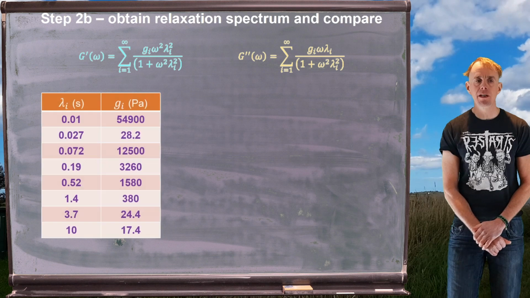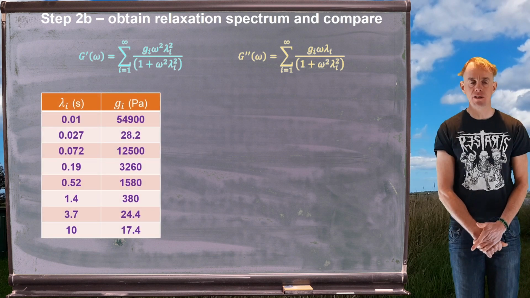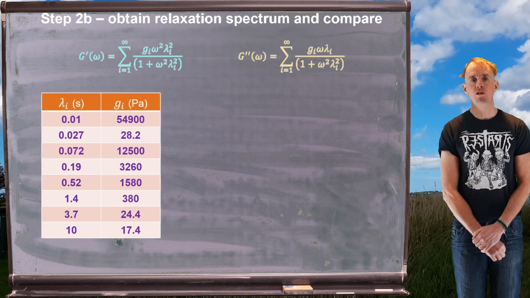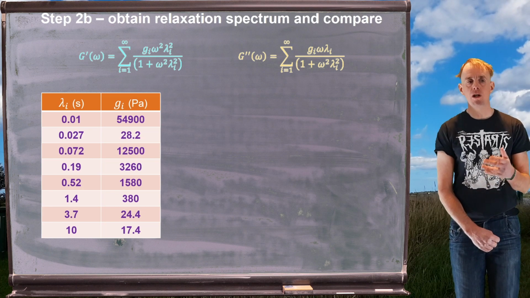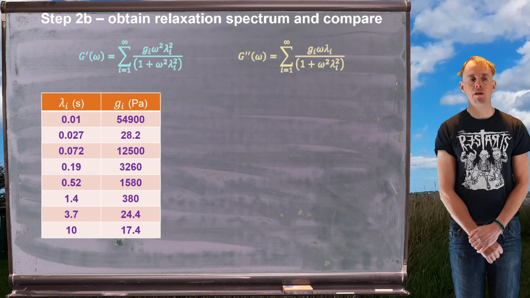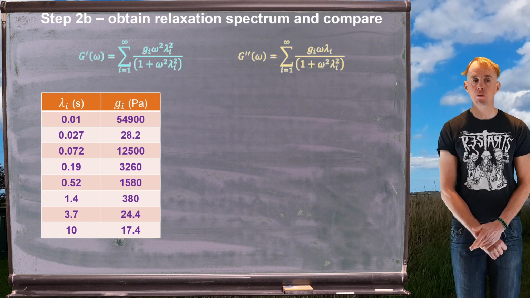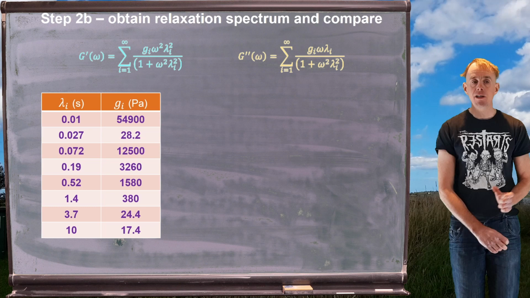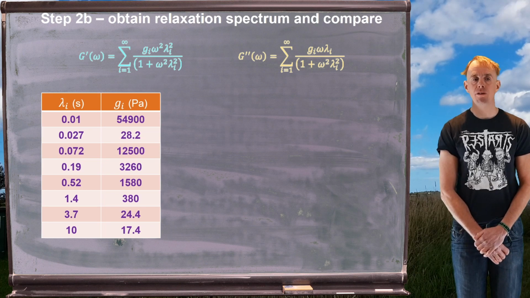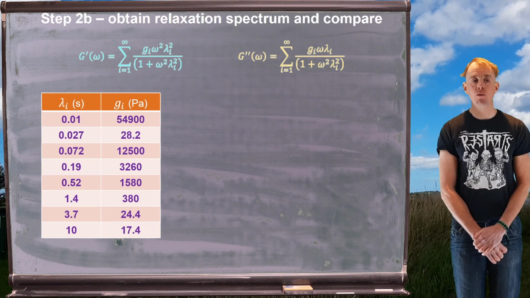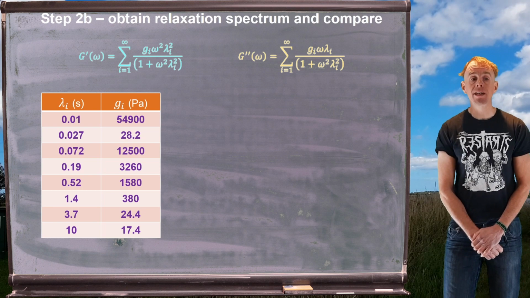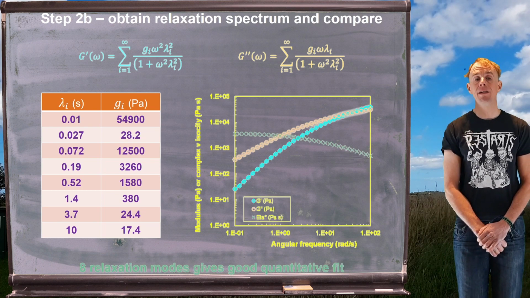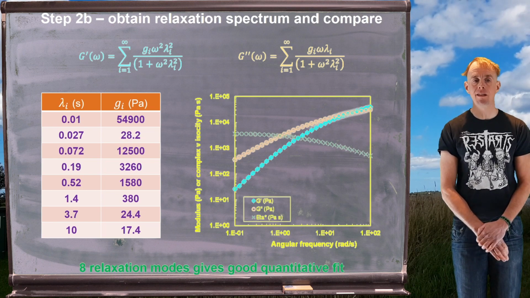Now, we talked a little bit about relaxation spectra in previous lessons. This relaxation spectrum was obtained using the Aries inbuilt software. We can see that it's chosen a logarithmically spaced range of relaxation times from 0.01 seconds to 10 seconds, and it's correspondingly calculated values of the modulus Gi at each of those relaxation times. So what does that give us? Let's see what the calculated G prime and G double prime now looks like vis-a-vis our experimental data.